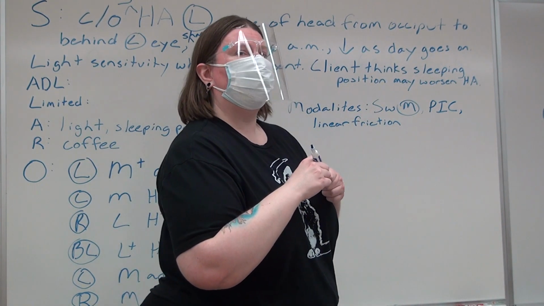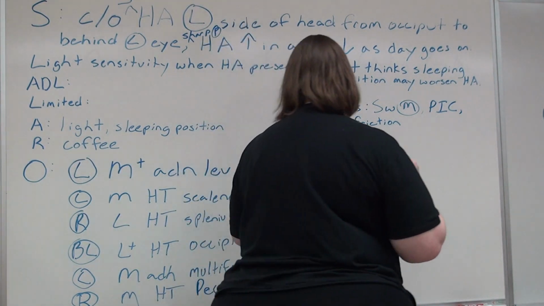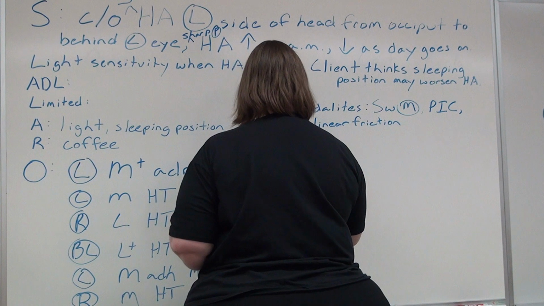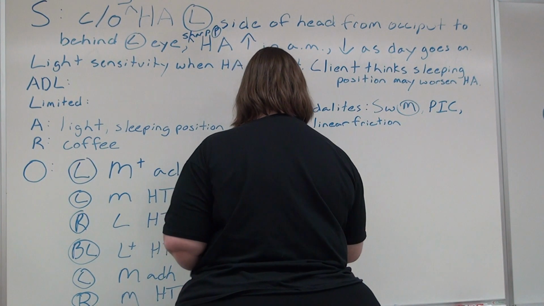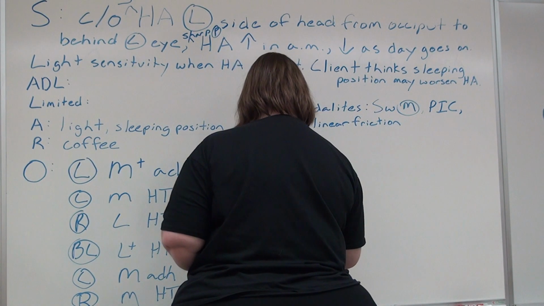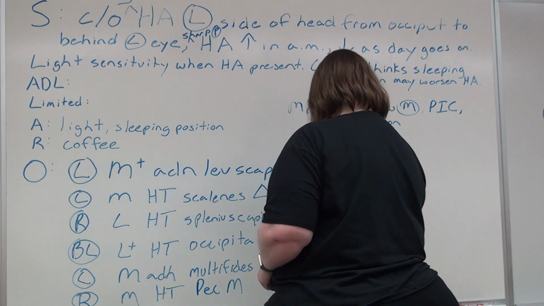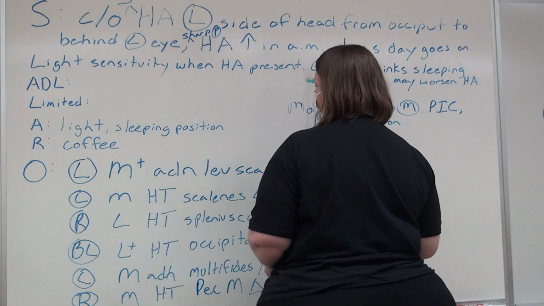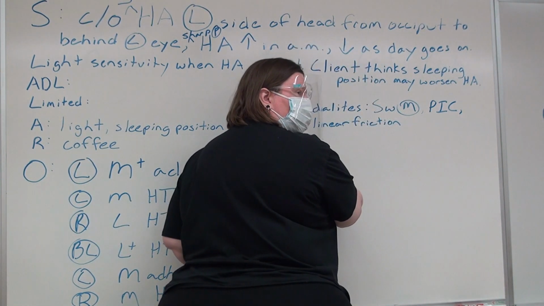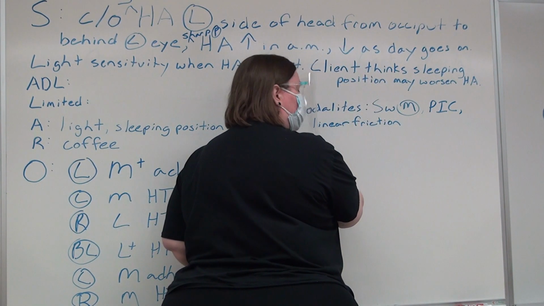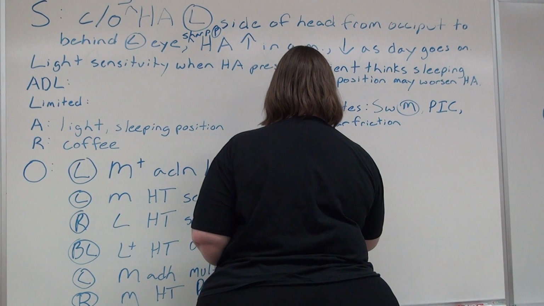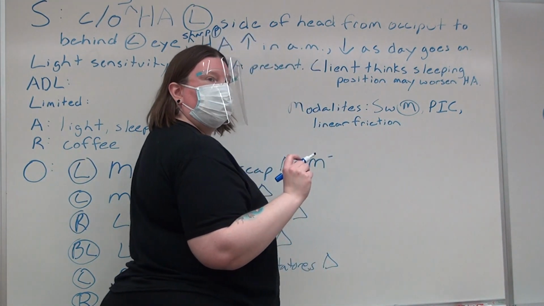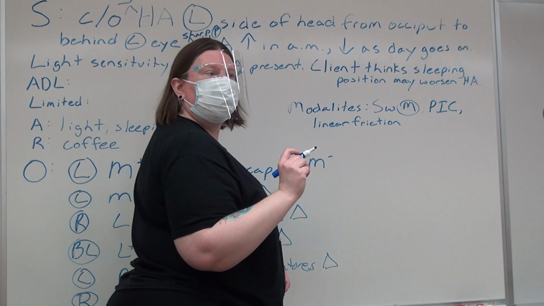All right. So what were the changes? For the levator scapula, I put circle L, M plus, delta, M minus. For the levator scapula, what? The M plus to the M minus. Okay. And then for the scalenes? M to L.